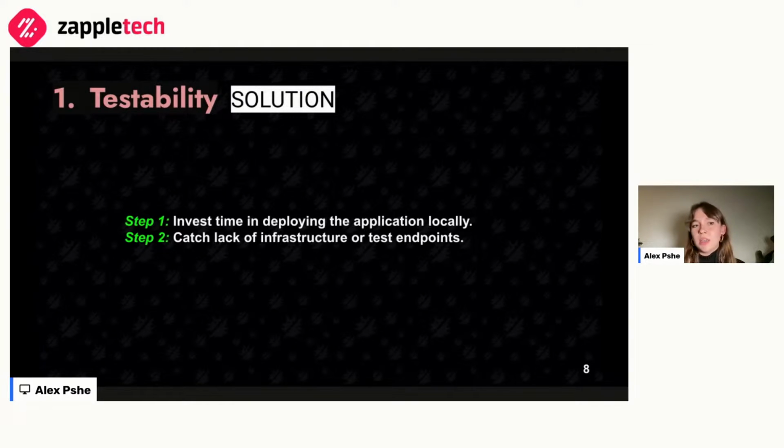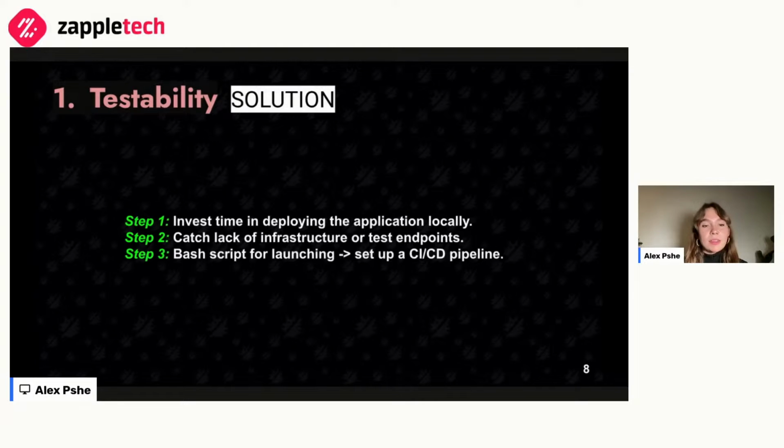And of course, in this case, we cannot automate it. So we should create new test endpoints. We should ask developers to add some additional information in the code for testing purposes. And as a final step, a bash script for launching. So we set up a CI/CD pipeline with this bash script afterwards. So it's our first problem and what we should do with it.